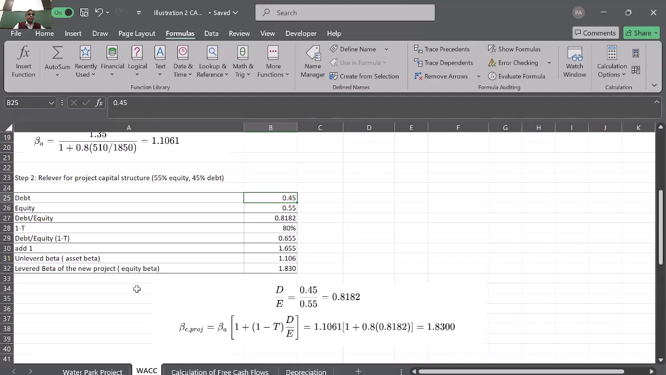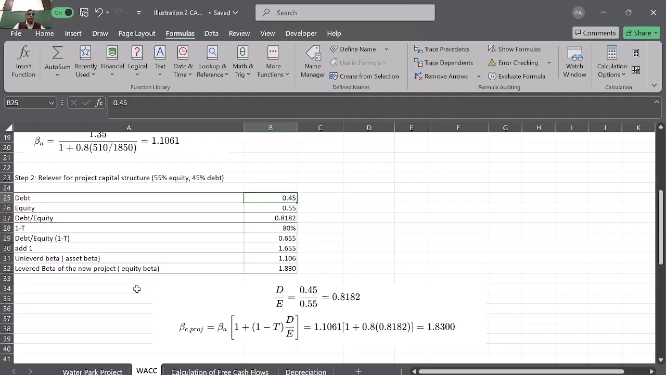Now what is our job? We are going to relever using the project's capital structure, that is 55% equity and 45% debt. So debt is 45%, equity is 55%. So debt upon equity times 1 minus T will be 0.655, and then we add 1 to it, to calculate the levered beta, which is the multiplication of 1.10 into 1.655. So we have the beta as 1.83.